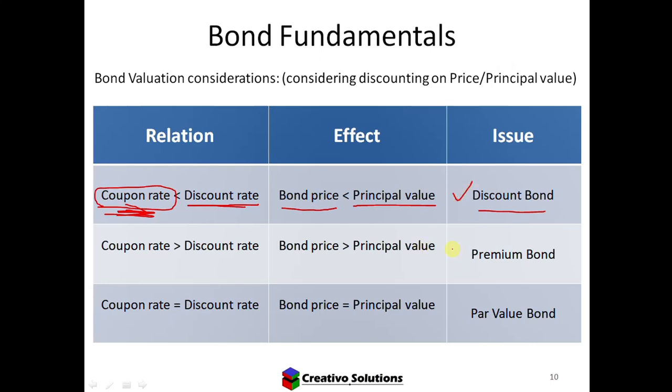If the opposite is applicable, a premium bond is when you have a bond price that's greater than the principal value. In that situation, the coupon rate will be very, very attractive. Okay, the coupons or the interest payments are going to be a lot more, greater than the discount rates, and that would lead you to a premium bond. Right, so discount bonds, premium bonds, and then you have par value bonds. And a par value bond is when the bond price is the same as the principal value. So there's no difference between the coupon rates and the discount rates.